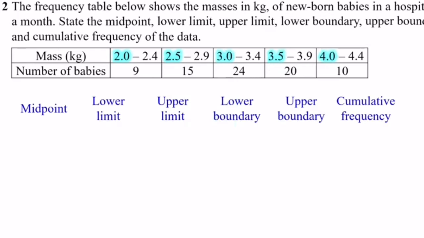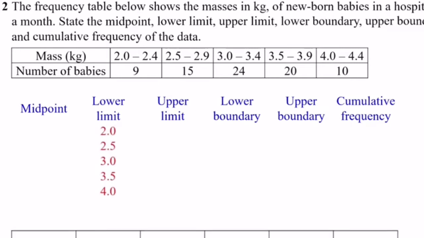Right? So let's copy down, and then let's complete the column for the lower limit. We start with 2.0, 2.5, 3.0, 3.5, and 4.0. And then for the upper limit, we will do the same.